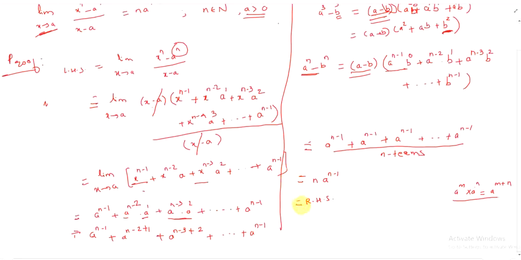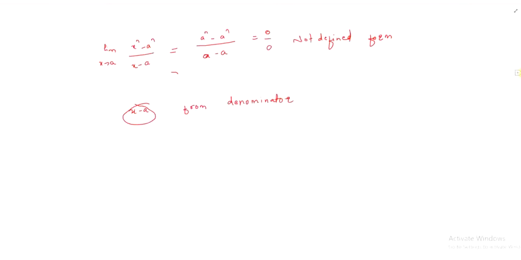And we get this required result. Now the same result can be proved by using mathematical induction also. So which mathematical induction? Here, do you know the result of mathematical induction?